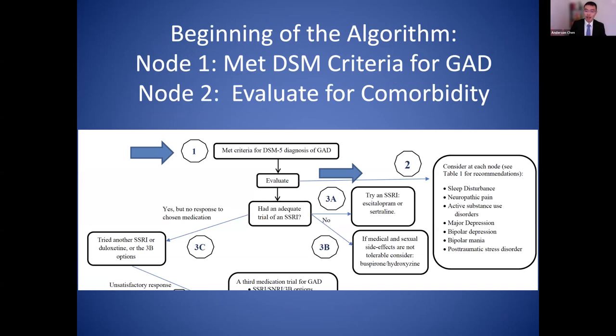So once you diagnose GAD, you evaluate, and you want to go look for other comorbidities. And I want to say it's entirely appropriate to be thinking about the comorbidity and GAD treatment at the same time. The comorbidities that we're going to talk about are not all inclusive because I only have an hour, and when we do submit it for peer review, there's probably a word limit, so we can't go on and on. So we talk about sleep disturbance, neuropathic pain, active substance use, major depression, bipolar mania, and lastly, PTSD.